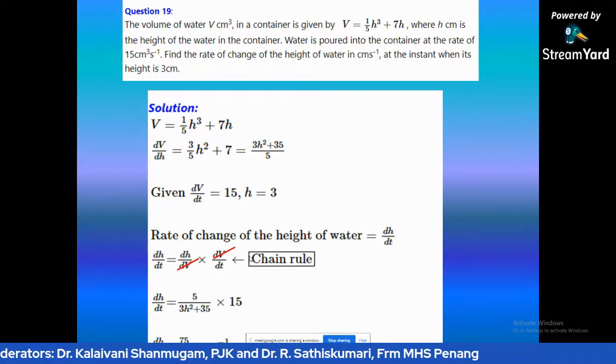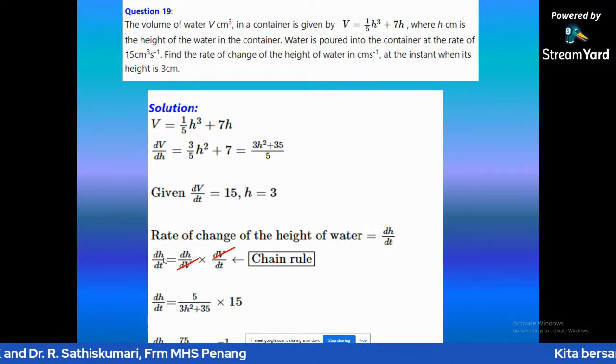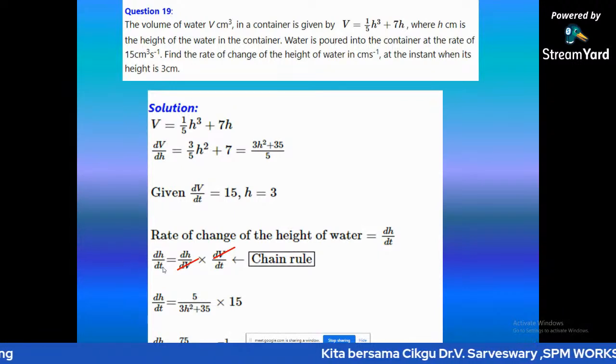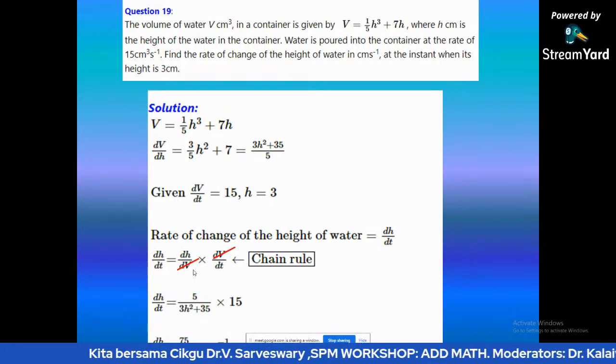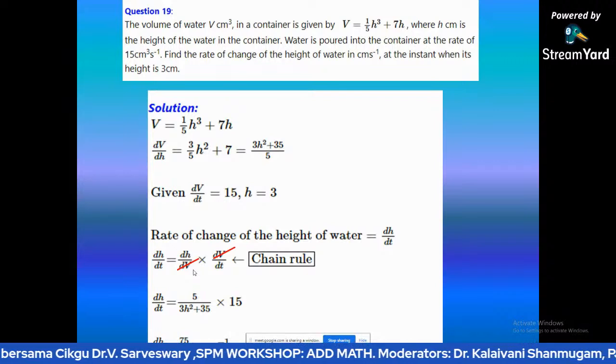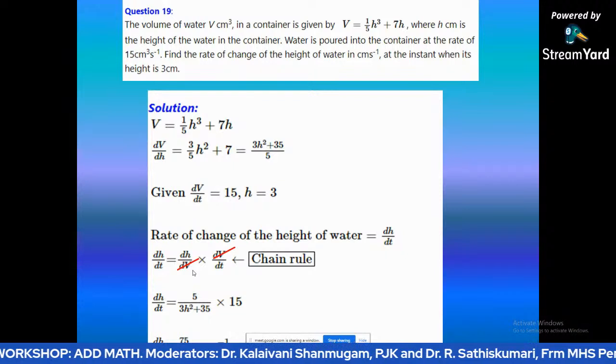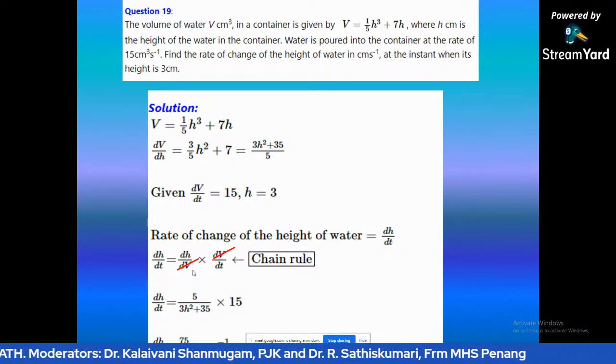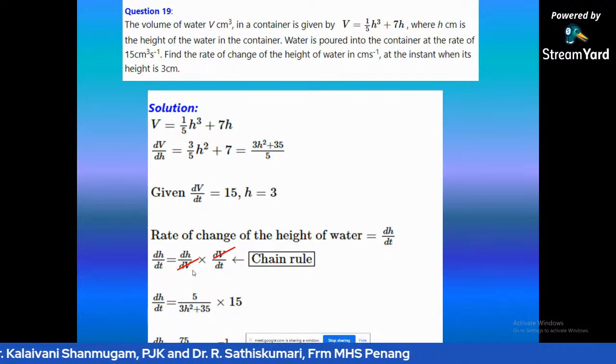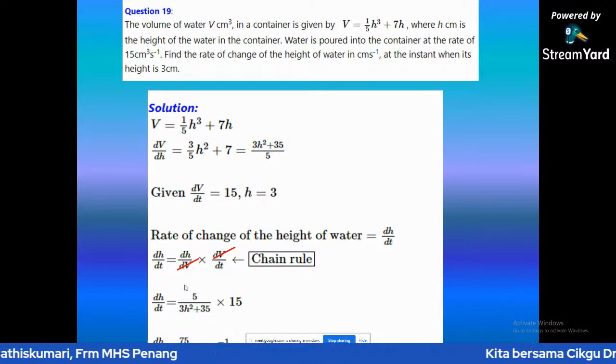Now, let's look at the chain rule. Students, just now you already wrote what is given and what you want, correct or not? You want dh/dt. So you write down dh/dt equals to what is given, dV/dh, correct or not? Given is dV/dh, but you want dh/dt, you want dh on top. So you just inverse it. 3h squared plus 35 over 5, you write as dh/dV, 5 over 3h squared plus 35.